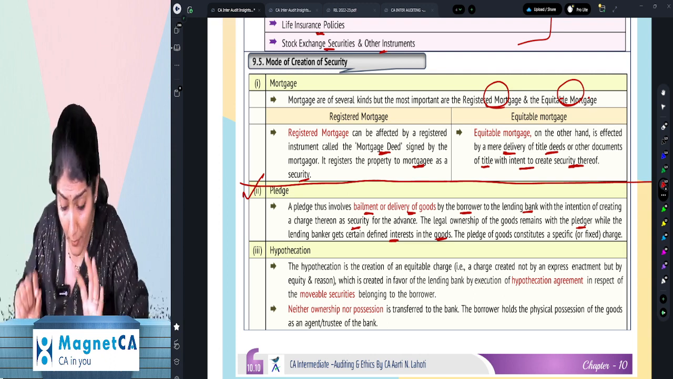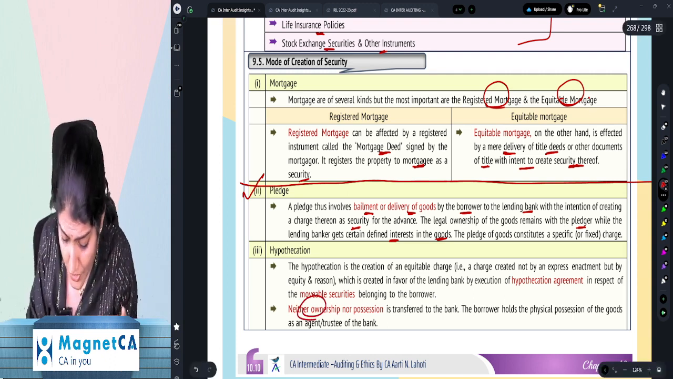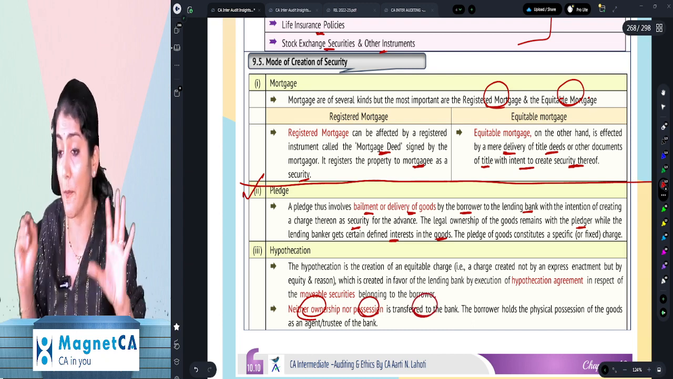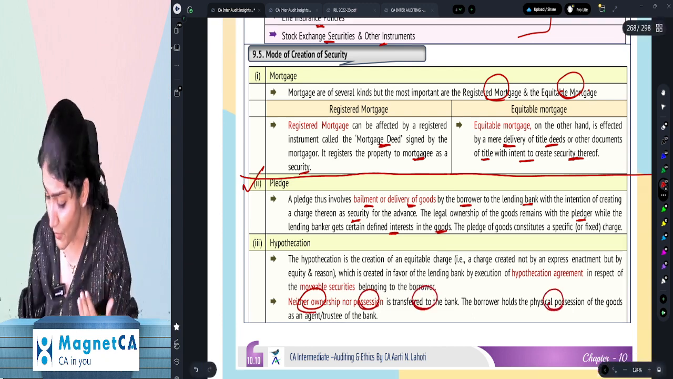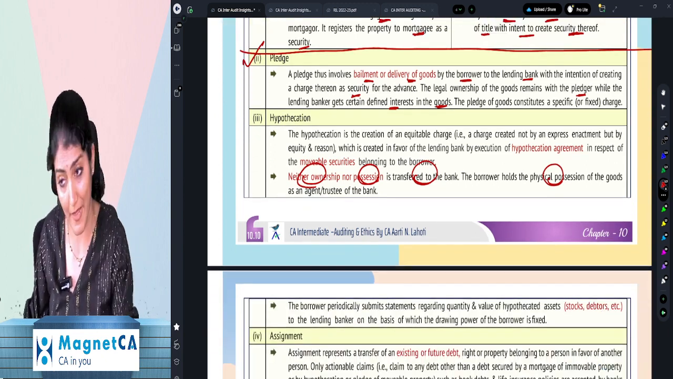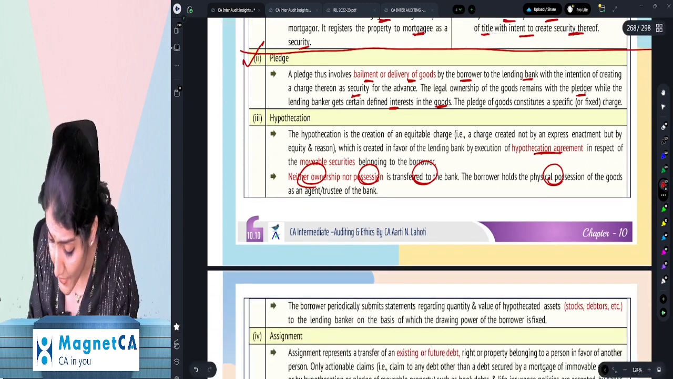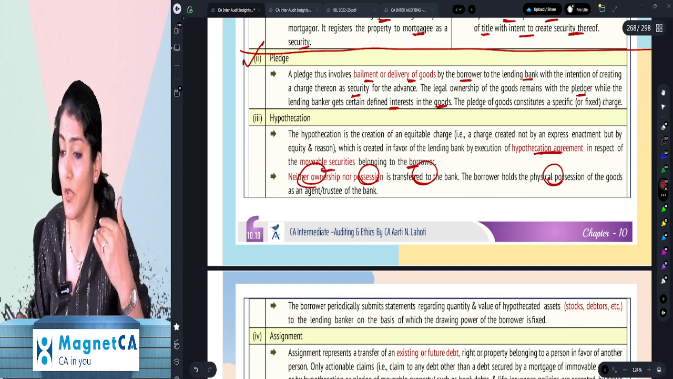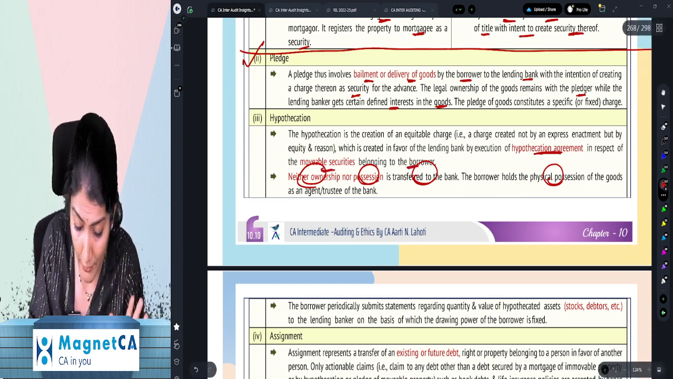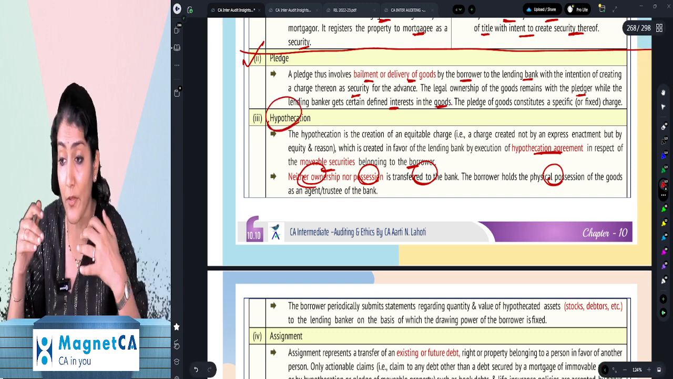So, in case of hypothecation, neither the ownership nor the possession is transferred to the bank. The borrower continues to hold the physical possession of the goods as the agent trustee of the bank. But only a hypothecation agreement is entered into for the movable securities belonging to the borrower. So generally for your inventories, you go for the hypothecation.